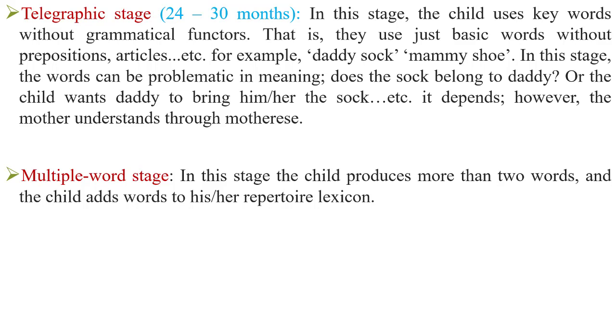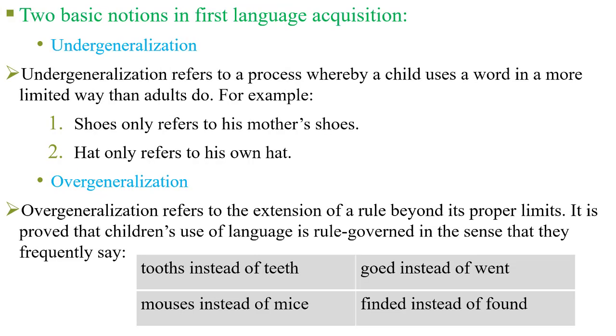The last stage is the multiple word stage. In this stage, the child produces more than two words, and the child adds words to his lexicon repertoire. So here the child can talk, can produce sentences and phrases, so they're mature enough to talk. So they can talk and communicate whatever they want. All right, so this is it for language acquisition.